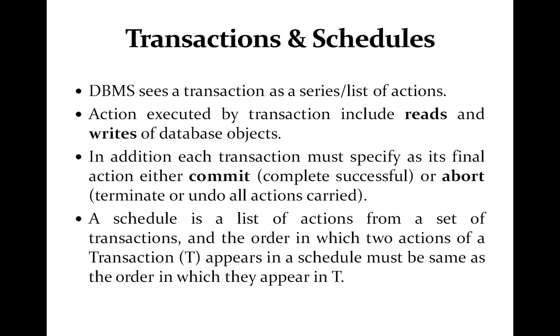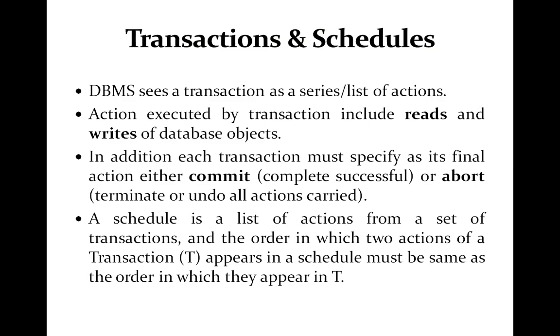Now, we were discussing the schedule, what is a schedule. So a schedule is a list of actions, represented in the form of a set, which contains reading, writing, aborting, or committing. And this can be called a set of transactions. The order in which two actions of a transaction T appear in the schedule must be the same as the order in which they appear in T. So it means that the schedule represents an actual execution sequence.